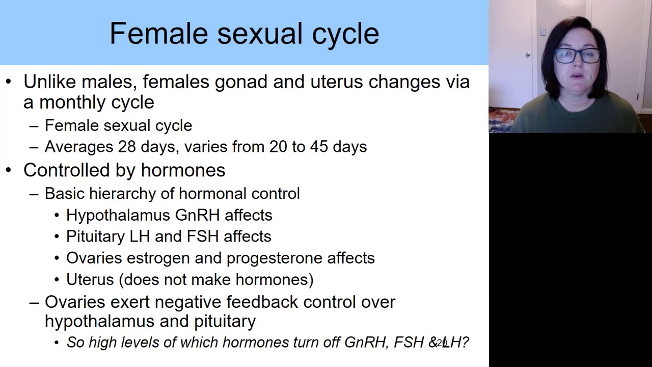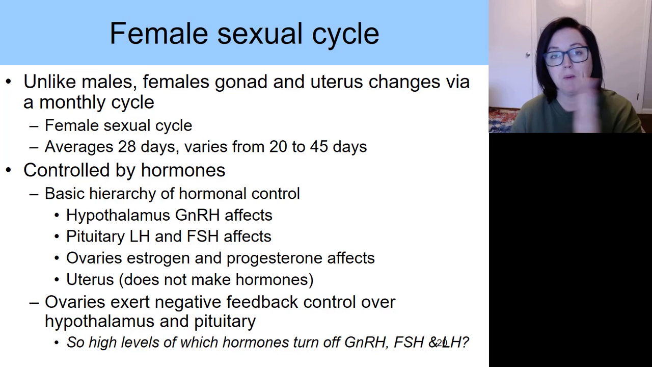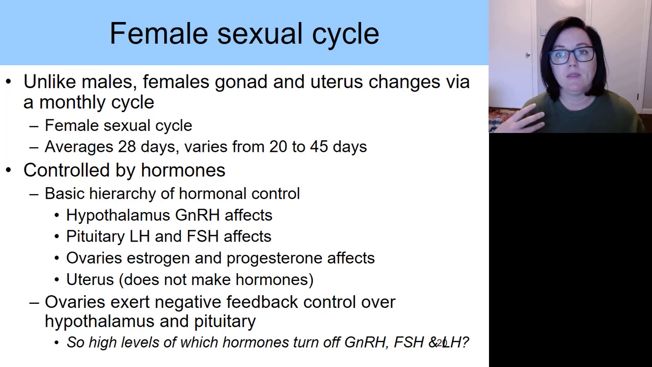So during the female sexual cycle, we're going to see changes in the ovaries, called the ovarian cycle, and then changes in the uterus, called the uterine or menstrual cycle. And they are coordinated because the changes in the ovaries cause the release of hormones, which cause changes in the uterus. So this whole process is controlled by a hierarchy of hormones.